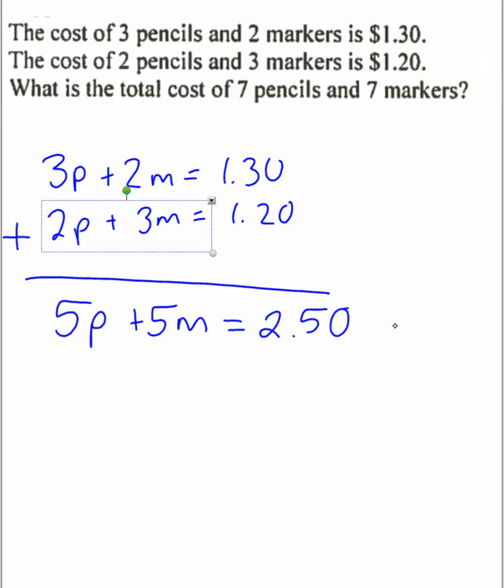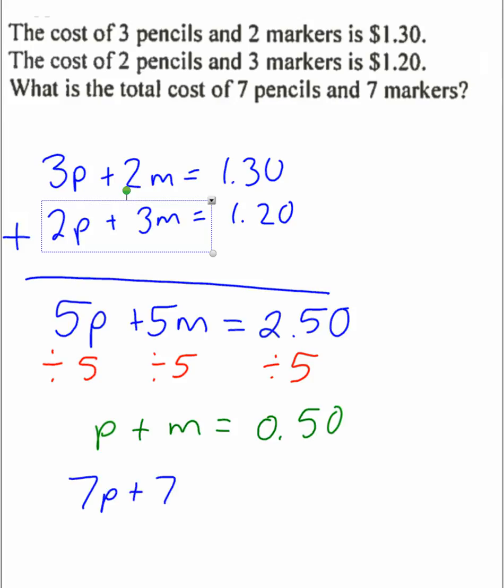So what that tells me is if 5 pens and 5 markers is $2.50, if I just divide it by 5, and with equations, whatever you do to one thing, you can do to everything, what you're going to get is that 1 pen plus 1 marker is 50 cents. And then knowing that, that means that 7 pens and 7 markers must be 50 cents times 7, or $3.50.